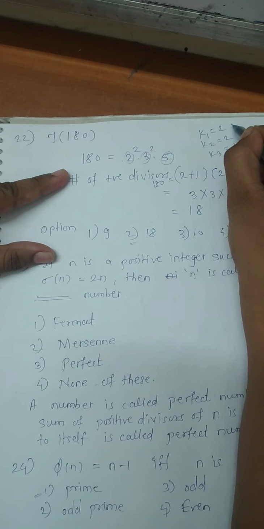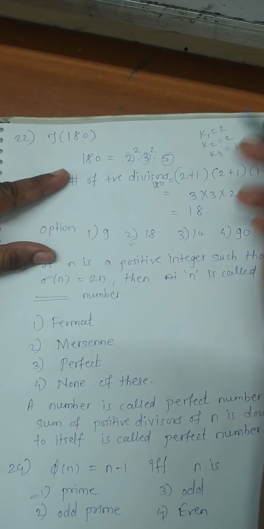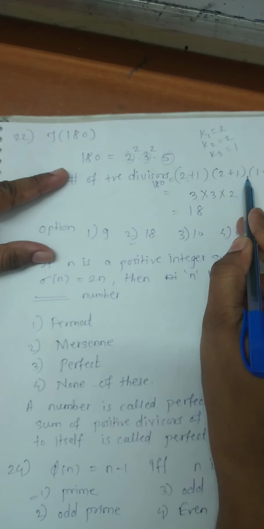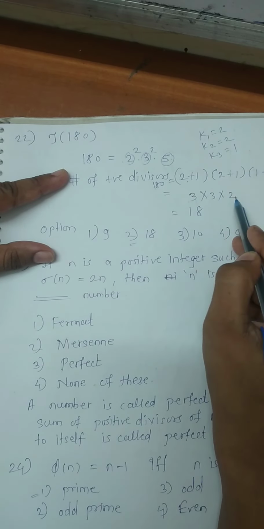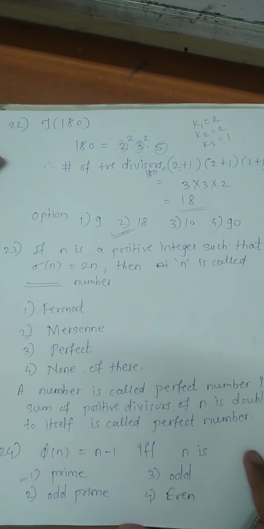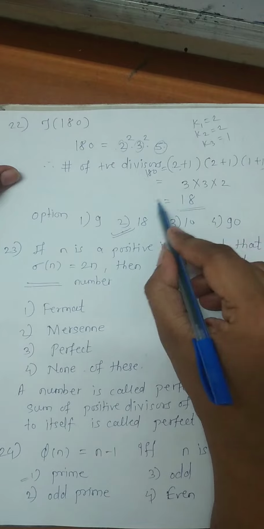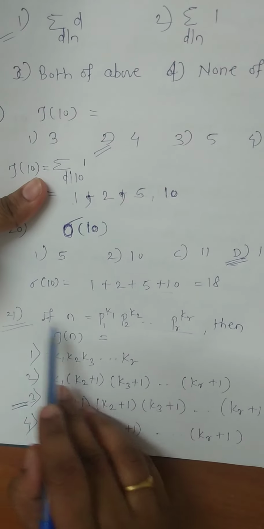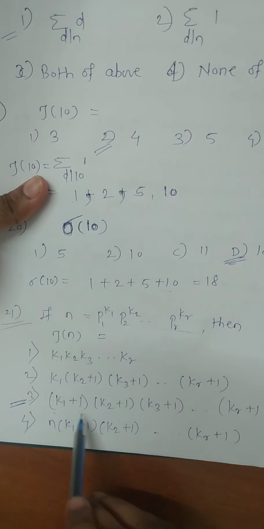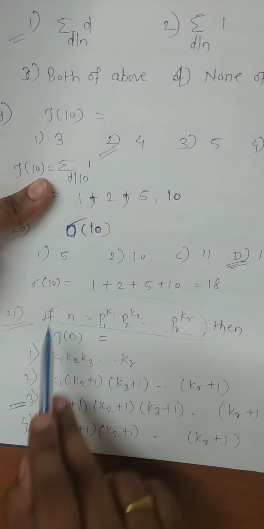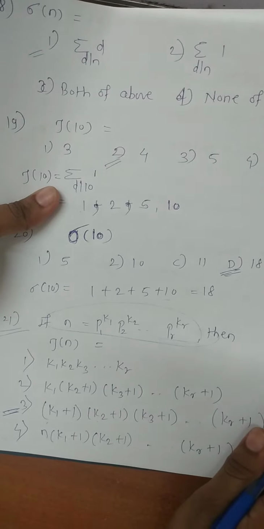So add 1 to k1, k2, k3 and take the multiplication of these three numbers. So 2 plus 1 into 2 plus 1 into 1 plus 1. So 3 into 3 into 2, that is 18. So option 2 is the correct option. We have solved the number of positive divisors by this formula, k1 plus 1 into k2 plus 1. Write n first in this form. Understood?